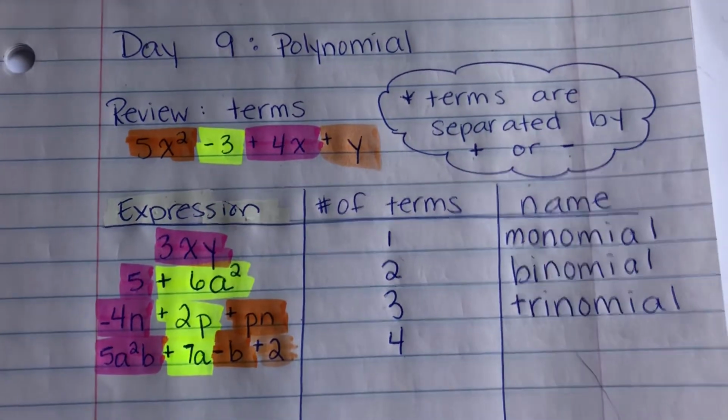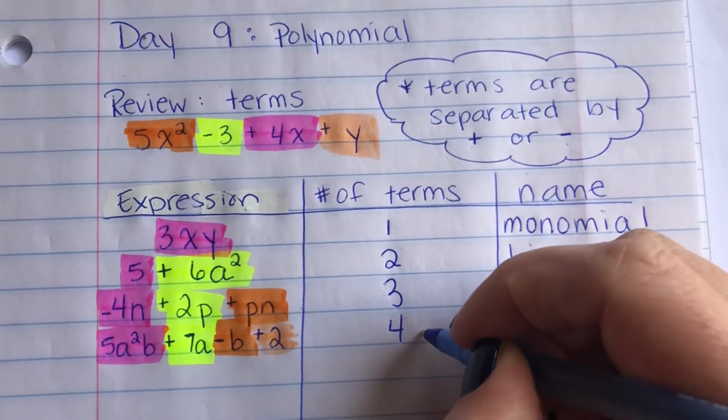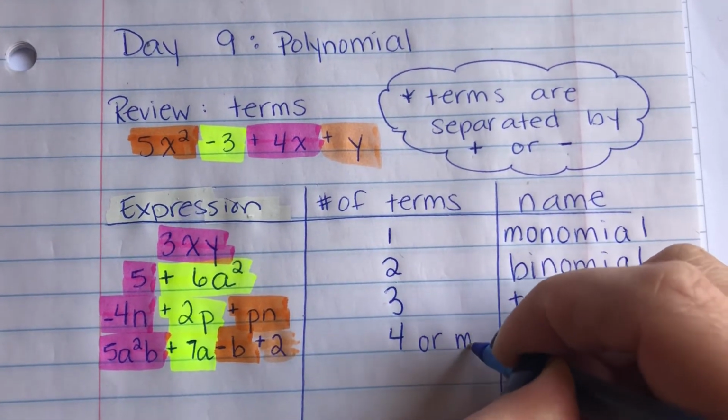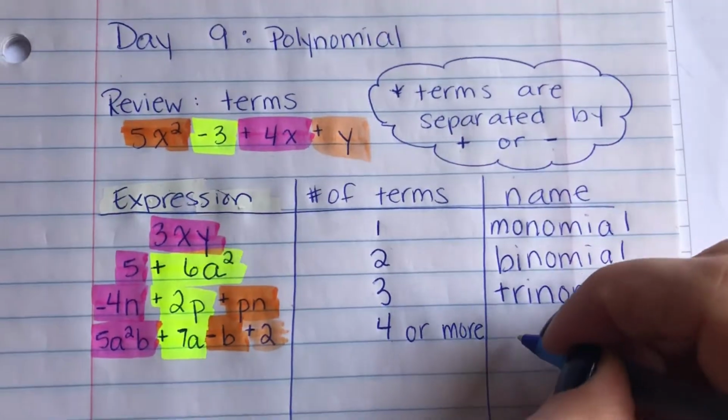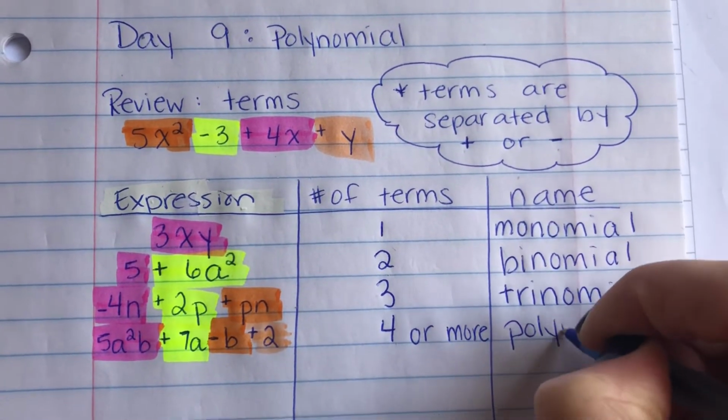For this type of example, anytime we have 4 or more, so it could be 5 terms, 6 terms, 12 terms, we just stick with a general name and we just call it a polynomial.